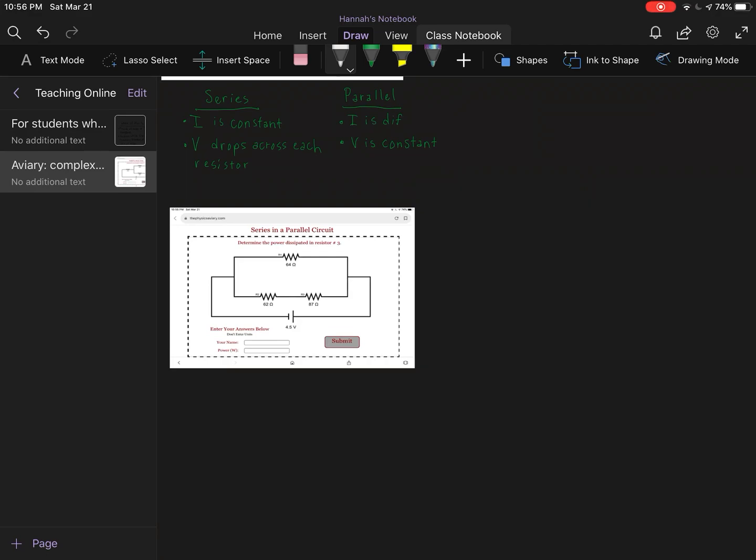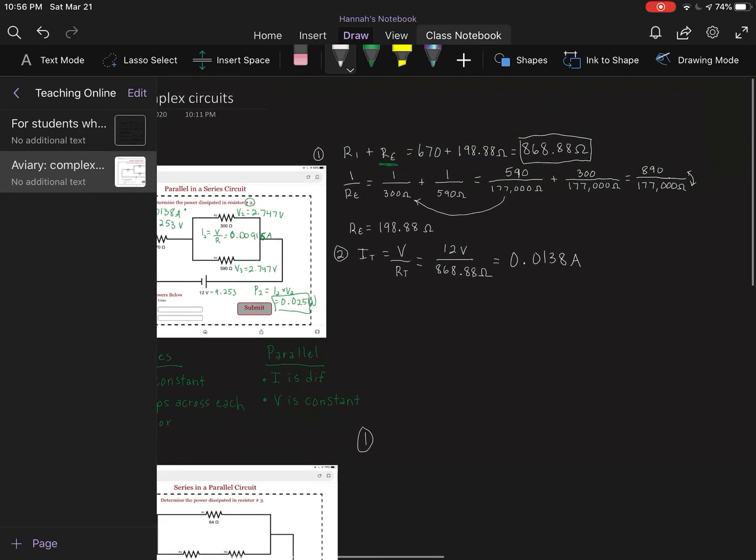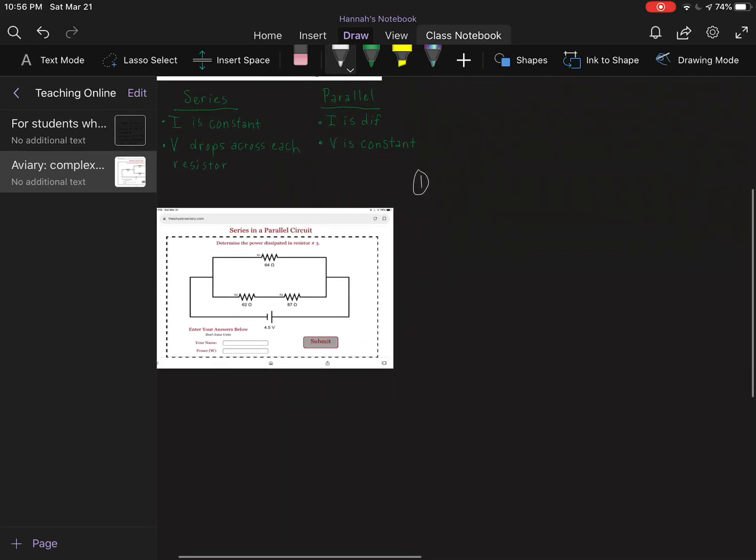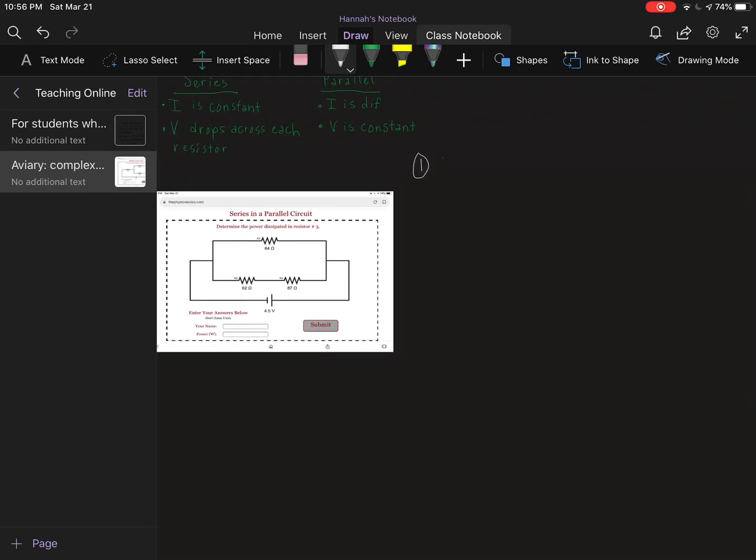This is the series in a parallel circuit, and you start it just the same way as the previous example I just did. Okay, so for step one, what is it? What is our first step? Go back and check. Oh yeah. Find the total resistance, right.